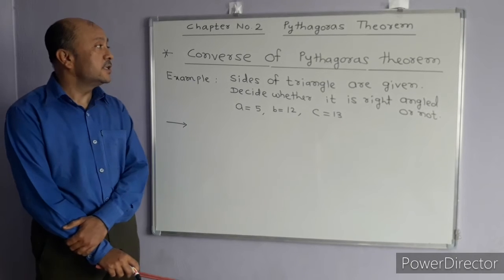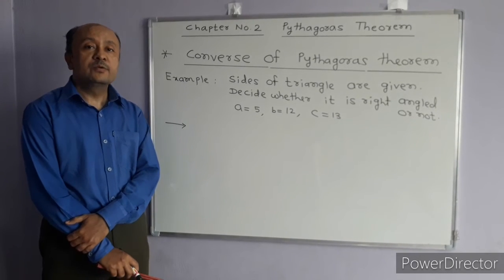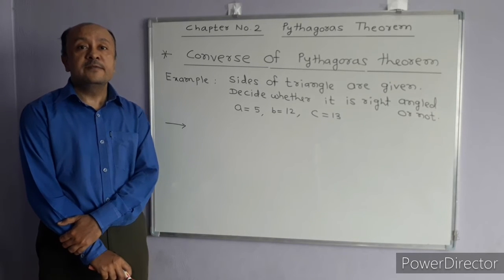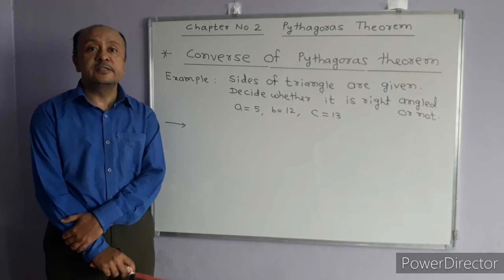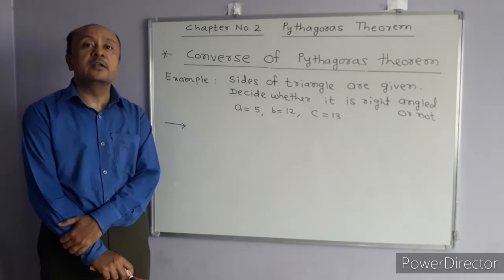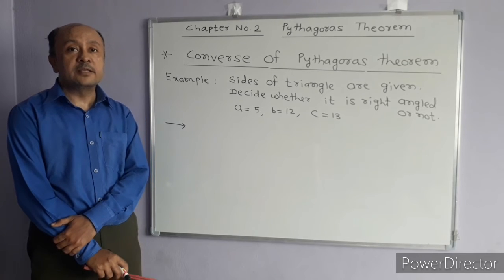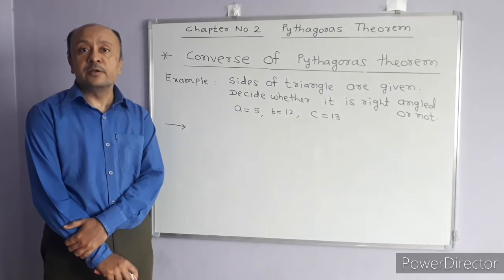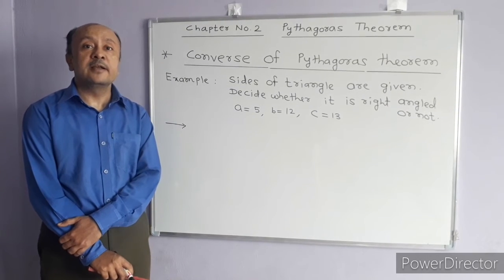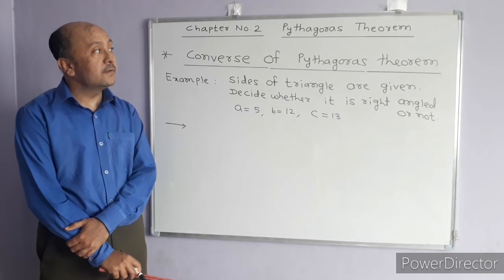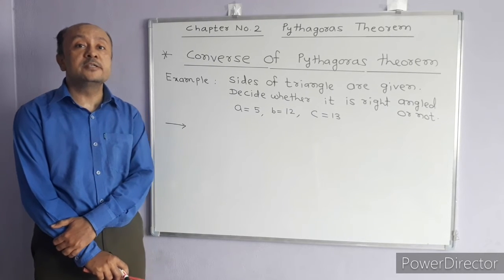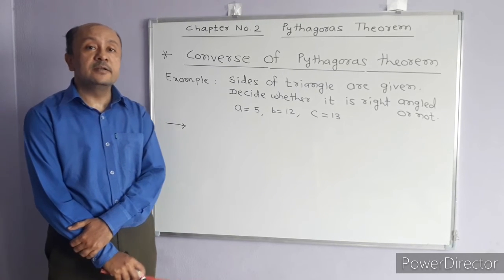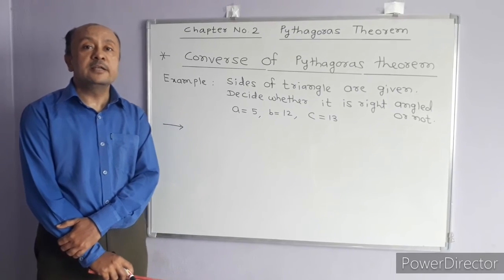Students, let us see the next concept, converse of Pythagoras theorem. We know that Pythagoras theorem is used for right angle triangles only. But if the sides are given and the question asks to check whether it is a right angle triangle or not, then the converse of Pythagoras theorem is used. If the triangle is right angled, we can write the Pythagorean statement. But if it is not known, then we have to check whether the Pythagoras theorem statement is true for that figure. If it is true, then we can write the converse statement, that the triangle is a right angle triangle.